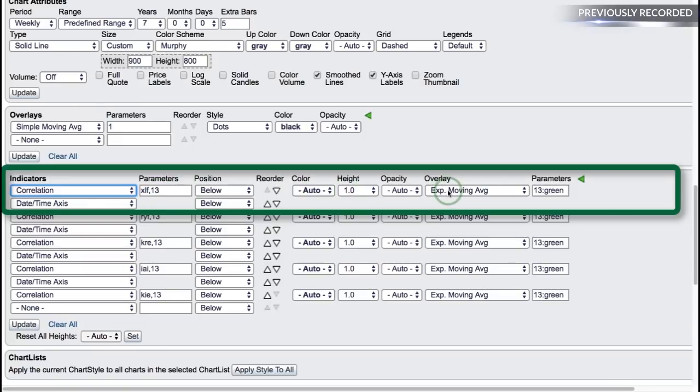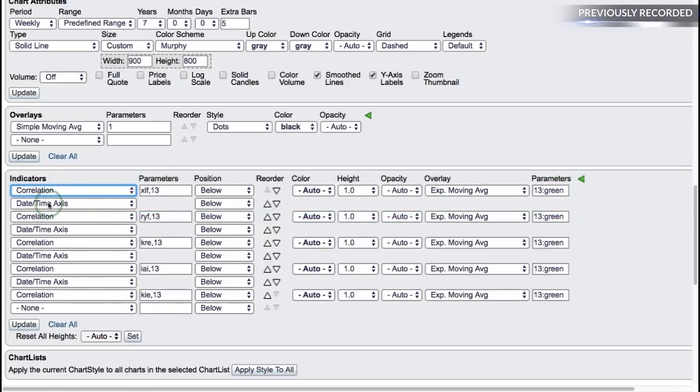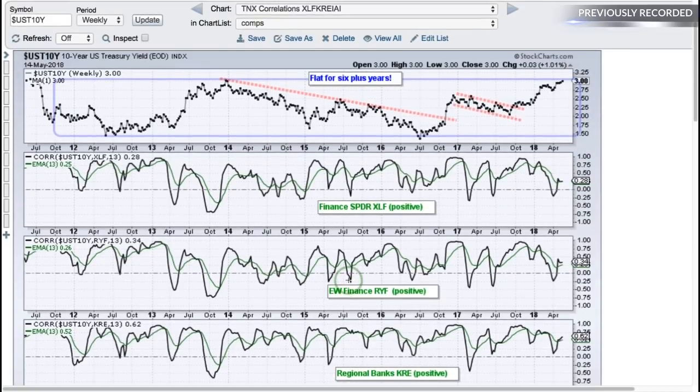And then I added an overlay of an exponential moving average, 13 weeks as well, just to kind of smooth things out. And I colored it green because it's a positive correlation. You can choose what you want to do with that. And then I just added more and separated them with the date time axis because I just like to have that separation on the chart. And so you can see as a result up here, we have our correlations. And XLF has a very strong positive correlation to the 10-year.